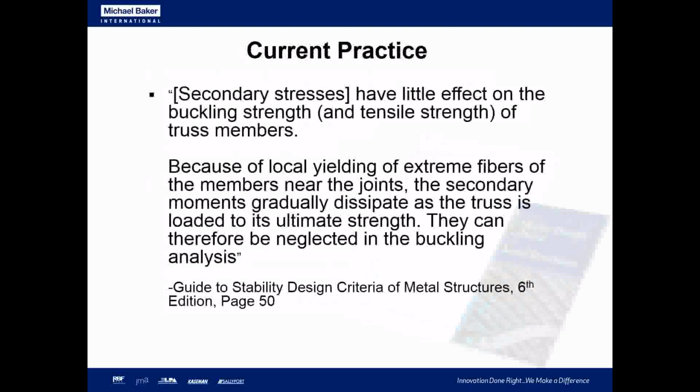And that's also reflected if you look in the current sixth edition of the Guide to Stability Design for Metal Structures. Note that secondary stresses have little effect on the buckling strength of truss members because of that local yielding of extreme fibers of members near the joints. These secondary stresses gradually dissipate as the truss is loaded to its ultimate strength, and they therefore can be neglected in buckling analysis or the analysis of tension members.